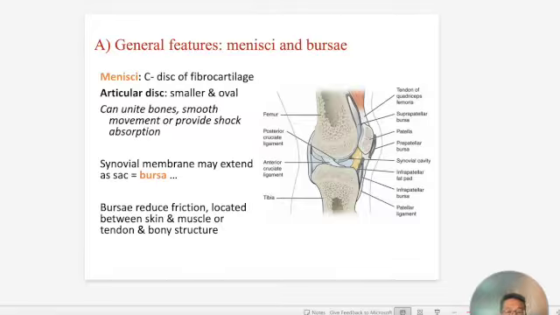Here it is. So here we are looking at a knee joint. Okay. So let's study some of these parts of the knee. Okay. Meniscus is a C-shaped disc of fibrocartilage. Okay. It's right in there, the meniscus. Okay. Bursa. Okay.